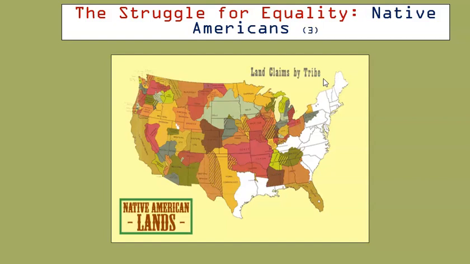This is the original land held by the different tribes. I don't have it up right now, but I do have it available, so you can see over the decades how the land starts disappearing from the tribes. But initially, this was the land claimed by each tribe.